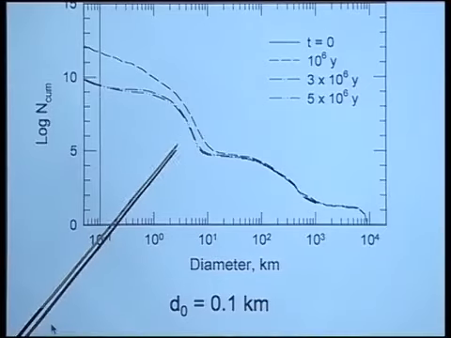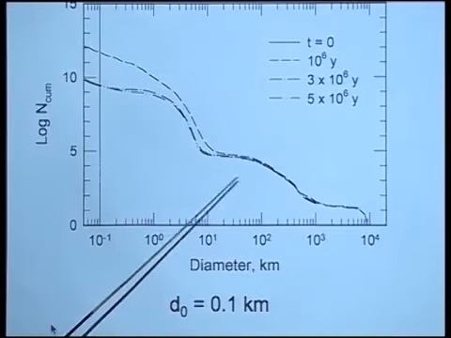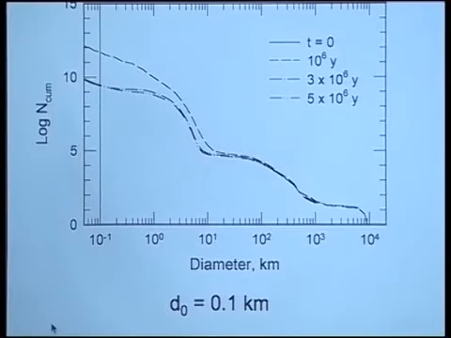But even in a case where I don't have fragmentation, I still find this kind of wavy structure there, with a hump around 100 kilometers. So whatever the code is doing, it's doing this primarily by the coagulation rate and the collisional cross sections, I think, in that size regime.